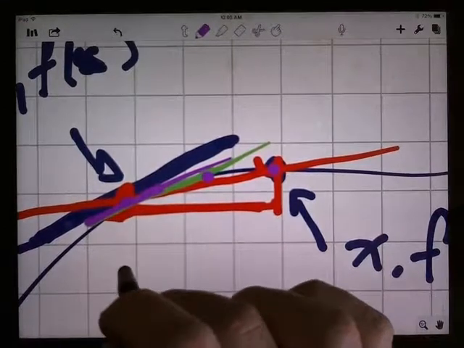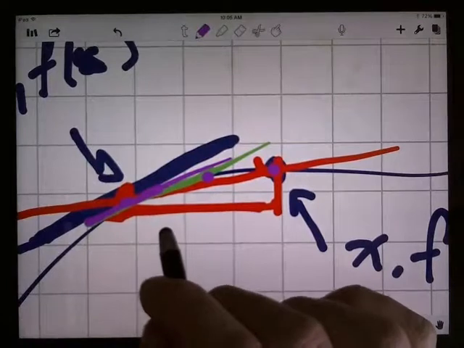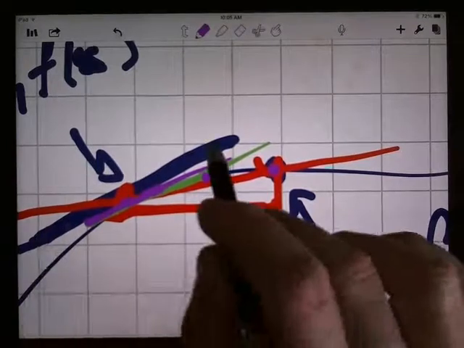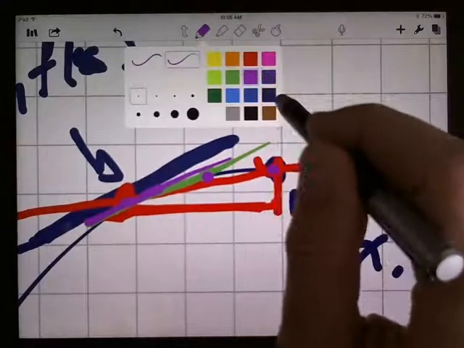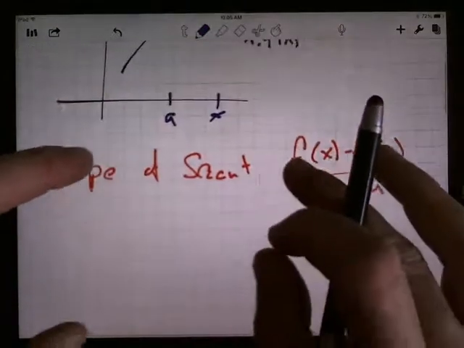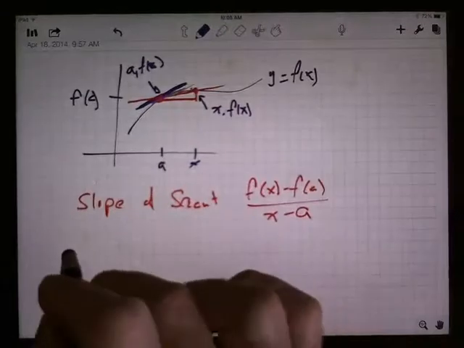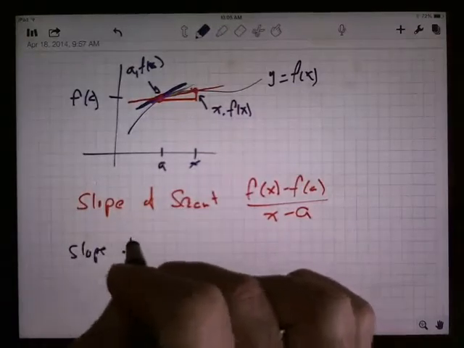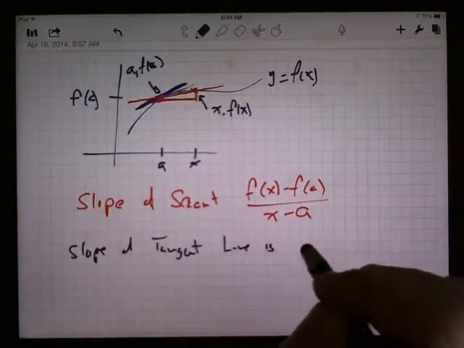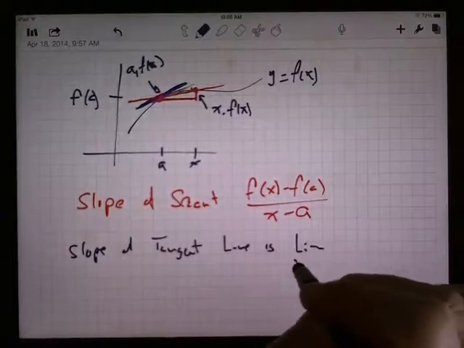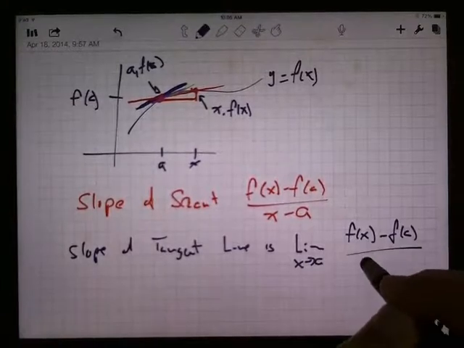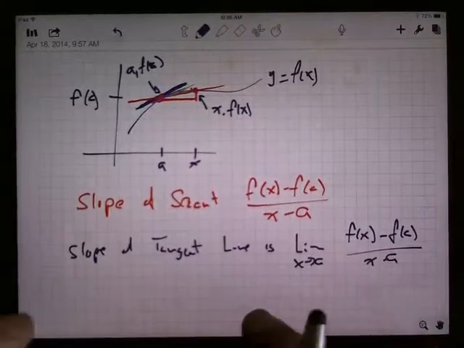This was a, remember, and looking at the slope of the secant line. And we're claiming then that the limit of the slope of that secant will become the slope of the tangent line. Okay. And if the limit exists, that's what happens. So we say then that the slope of the tangent line is the limit as x goes to a of f of x minus f of a all over x minus a. So this is the slope at that particular point.